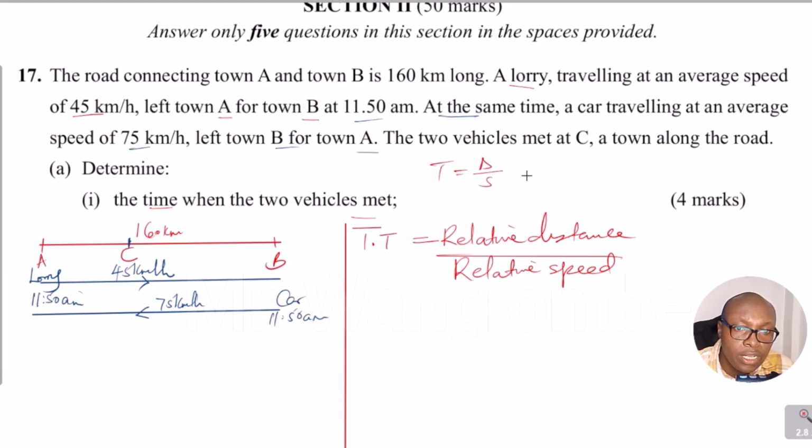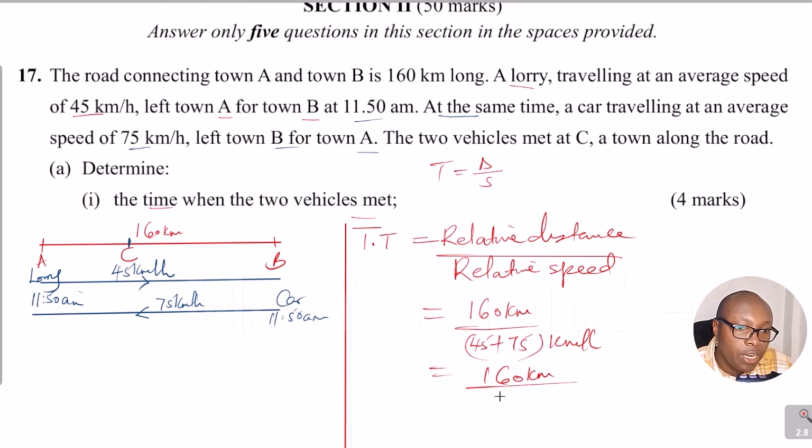And when you look at the distance between the two, because they began the journey at the same time, at that time they were beginning, the distance between them is 160 kilometers. Then for the relative speed, looking at the direction of their movements, the lorry is moving from A to B, then car is moving from B to A. That is, they are moving in the opposite direction. So in such a case, to get the relative speed, we add the two speeds. So 45 plus 75 kilometers per hour. So this will give 160 kilometers divided by 120 kilometers per hour.